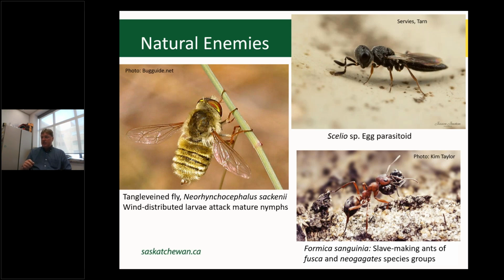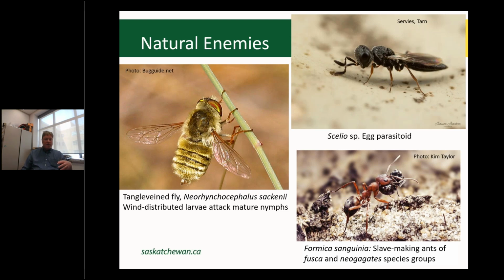If these eggs happen to find their way onto a grasshopper, and if grasshopper populations are large, there's a good chance they will. The larvae will develop and consume that grasshopper as a parasitoid. There are also Scelio species egg parasitoids. It's a small parasitic wasp that seeks out grasshopper eggs and lays its eggs into those and consumes the developing larva.